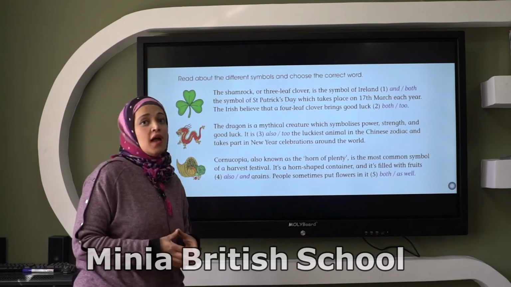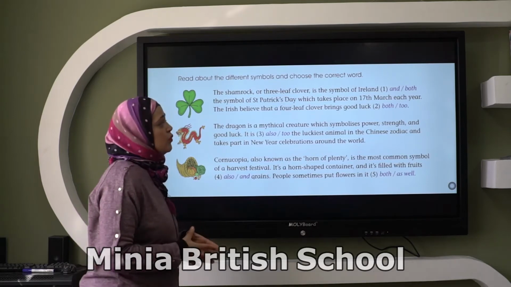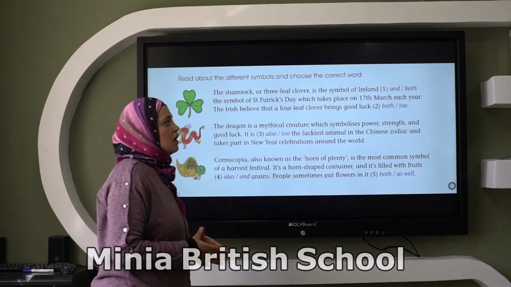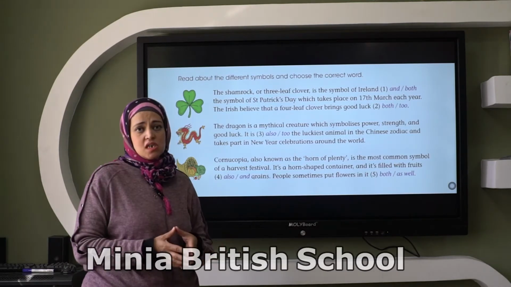Both or too? Yes, you are right, we would use "too" because I can't use "both" at the end of the sentence to add information, so I will say "too."